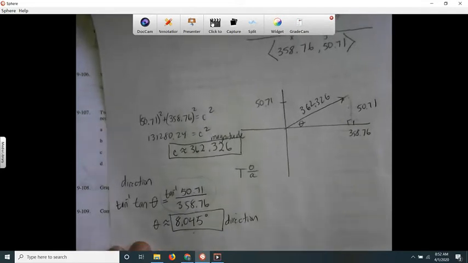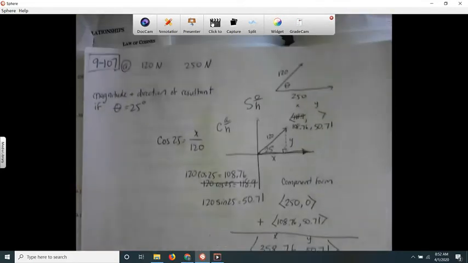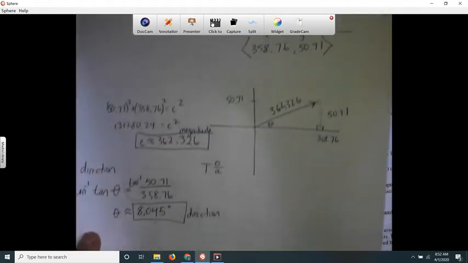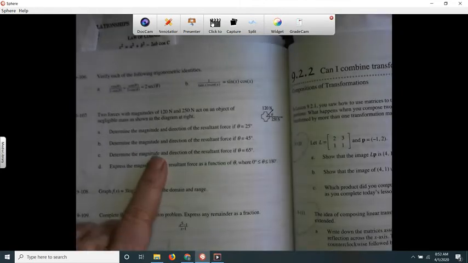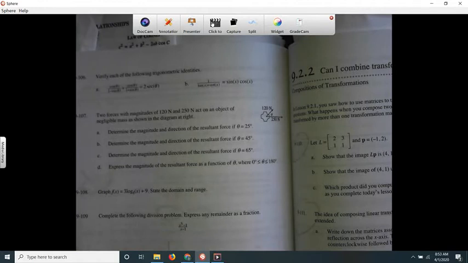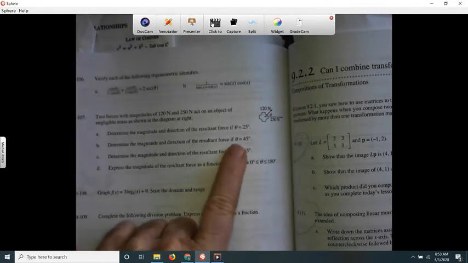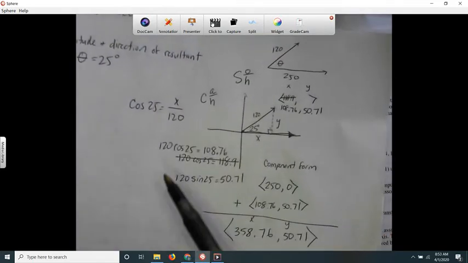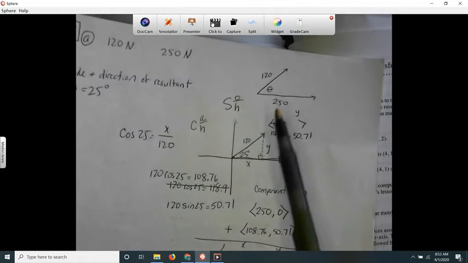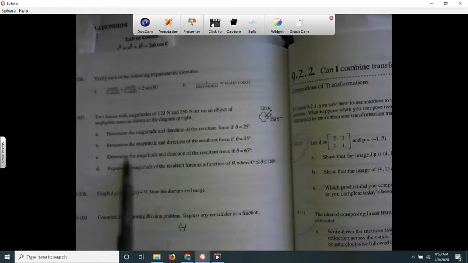Now, they asked me, and I did a lot of work for that. I did it the long way. If you were to do this two more times, do that whole process two more times, it would take a very long time. But I think they're asking you to do that again for these other two, all the same thing, but with a different angle measure. Instead of 25, use 45 and 65. They want you to make a little generalization.